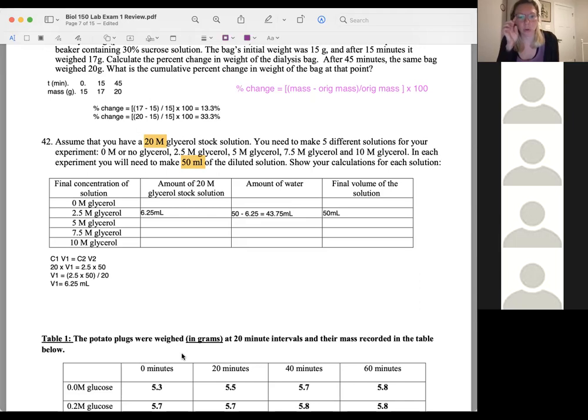All right, let's do one more of these examples. We can go through all the numbers if you want to, but we certainly don't have to. So let's do the 5 molar solution.